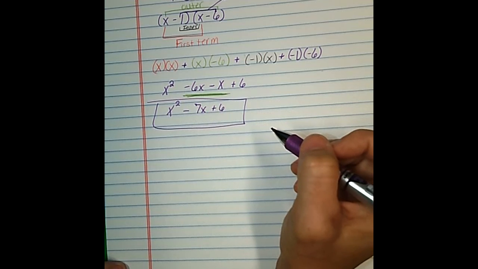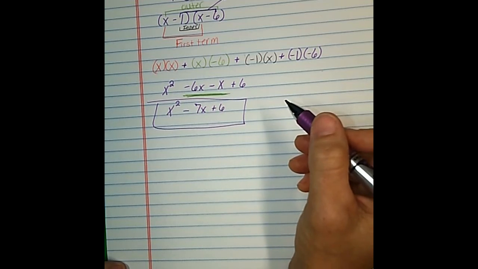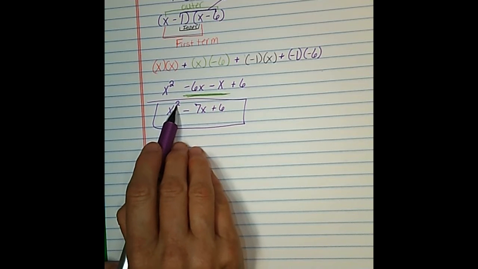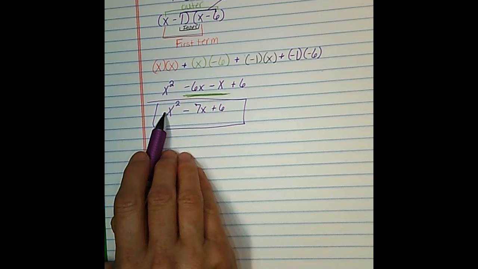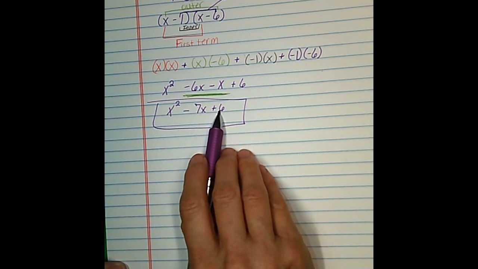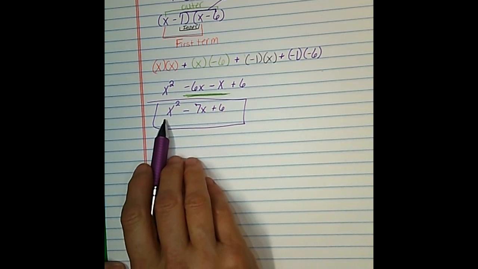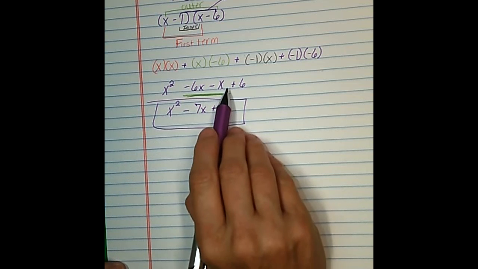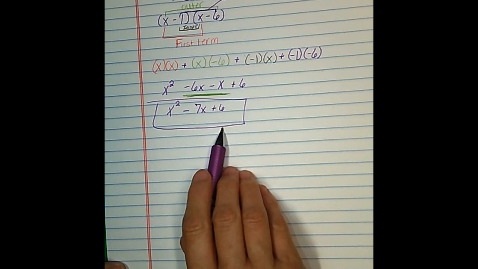It's in descending order. And if I was to ask you what's the leading degree, you could say 2 because that is the highest power. If I ask you what's the leading coefficient, you'd say 1. If I ask you what's all the coefficients, you'd say 1, negative 7, 6. If I ask you what's the variable terms, x squared and negative 7x. If I ask you what's the constant terms, you'd say 6. And this is complete.